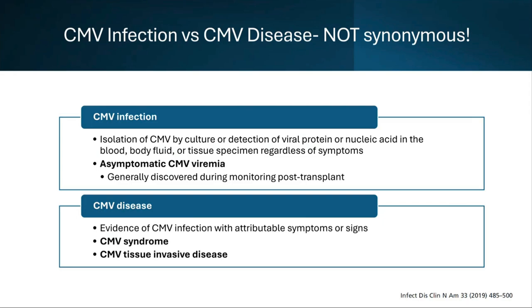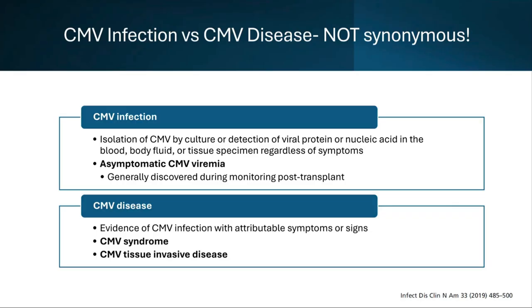CMV infection is defined as isolation of CMV by culture, or the presence of CMV in the blood by PCR or antigenemia, or the presence of CMV in a tissue specimen. Most of what we see in terms of CMV infection is asymptomatic CMV viremia, and this is generally discovered as part of post-transplant monitoring.